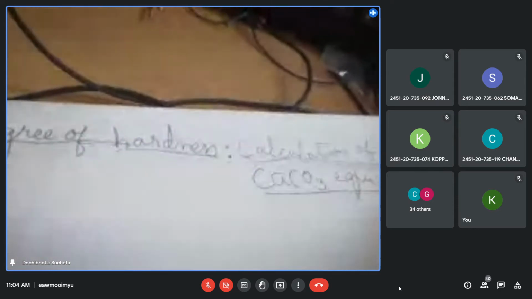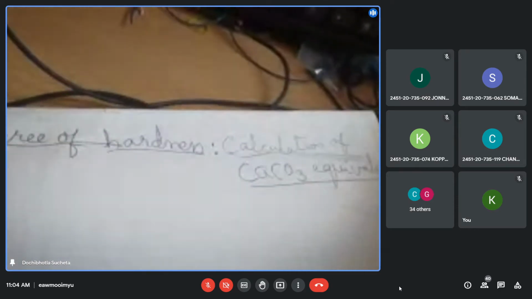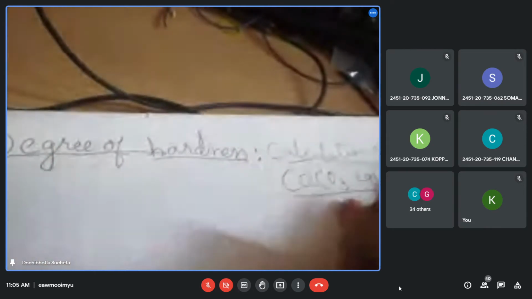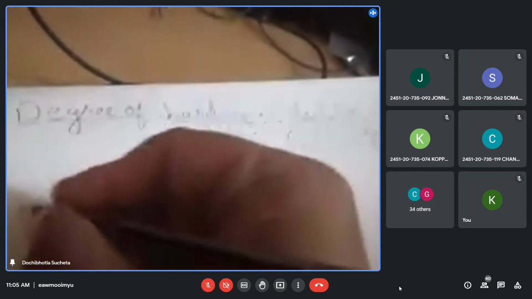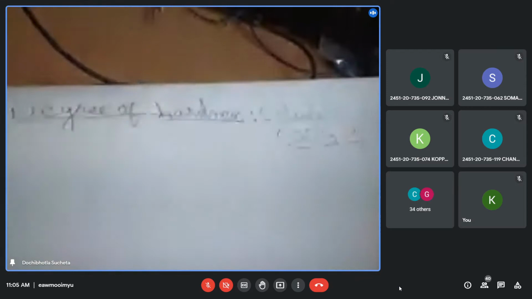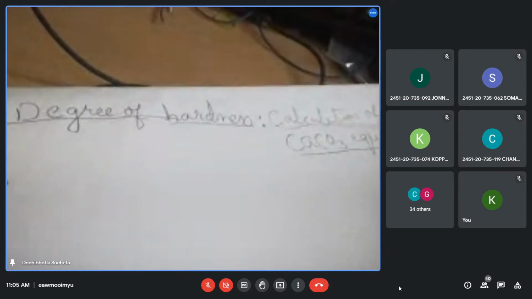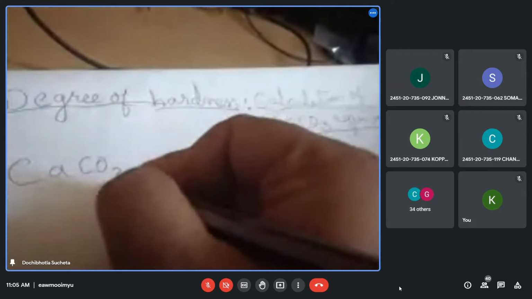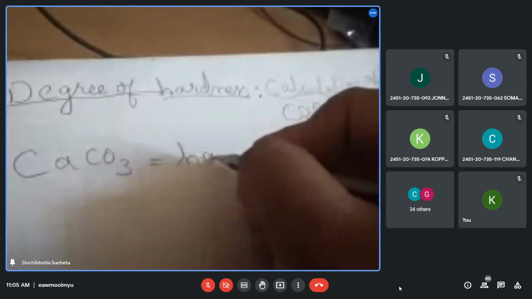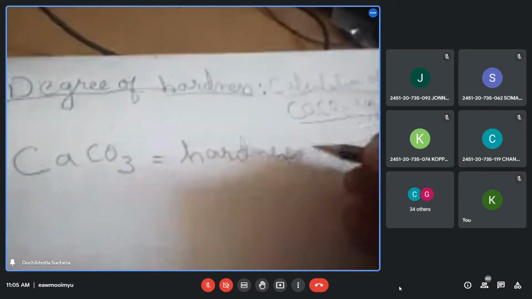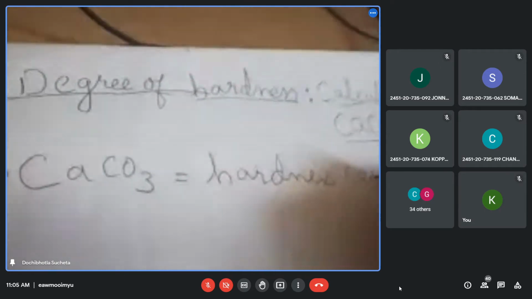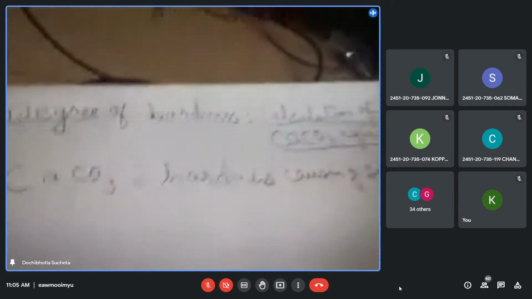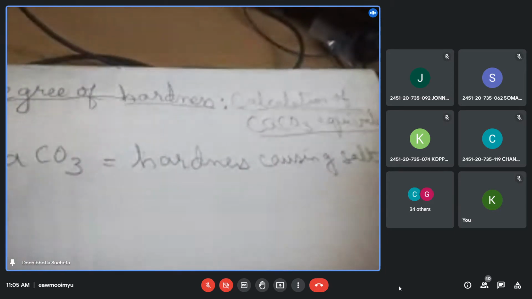Now, did you understand the point about the calcium carbonate? I'll tell you everything about this, but the first point you need to understand, because you might have got confused. Calcium carbonate is a hardness causing salt. That is the first point. Clear? Calcium carbonate is equal to hardness causing salt.